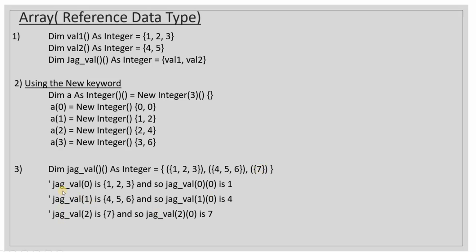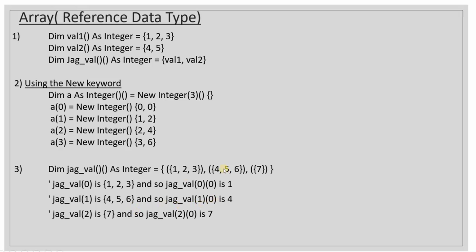Then you can see guys that jagged value 0 is 1, 2, 3. That means if we take the value of 0, 0, that is 1. If we take the value of 0, 1, that is 2. 0, 2, that is 3. It means this is the first row's values, this is the second row's values, and this is the third row's values. And at 1 it is 4, 5, 6.